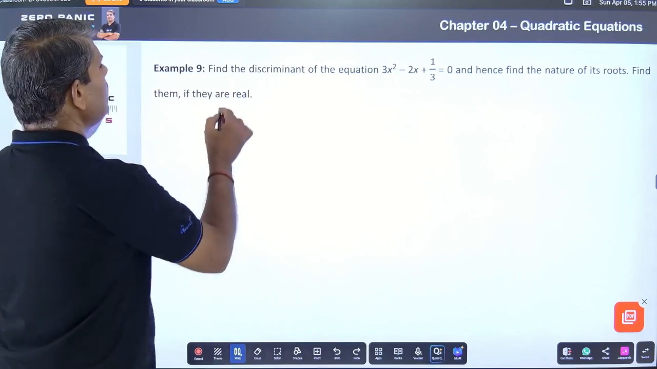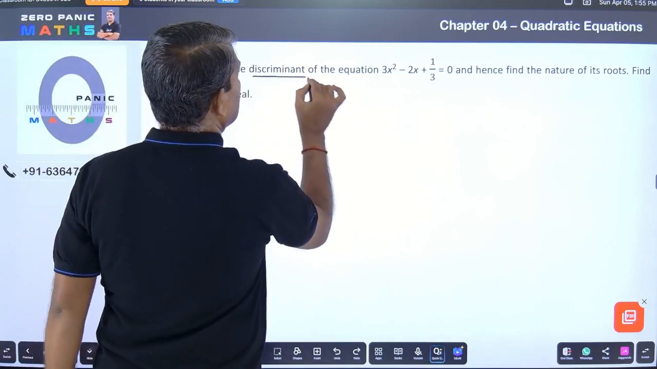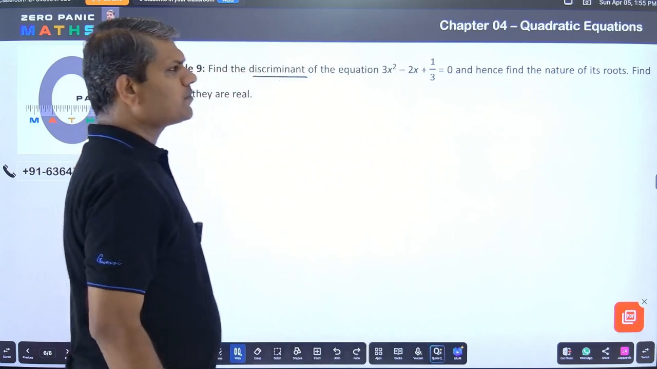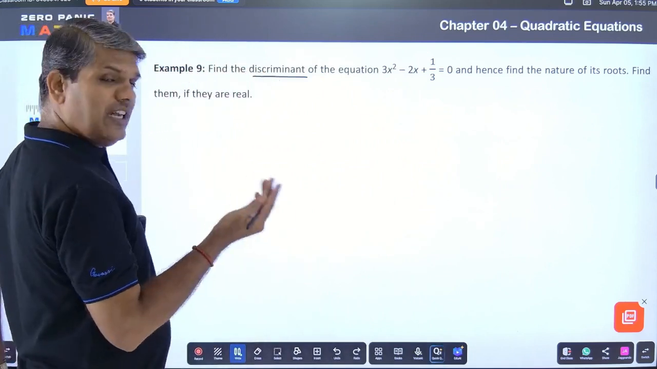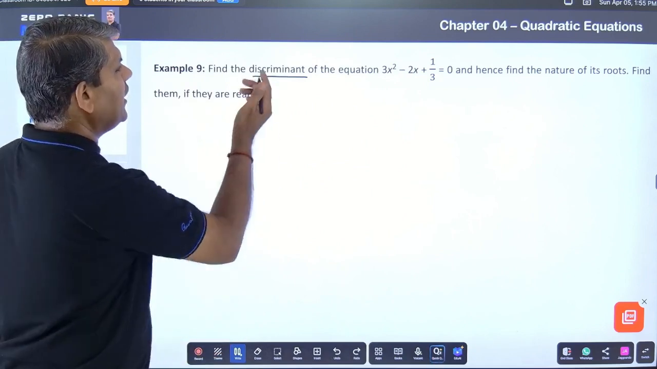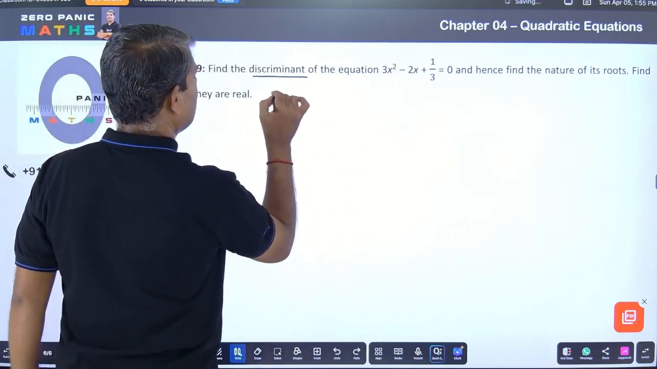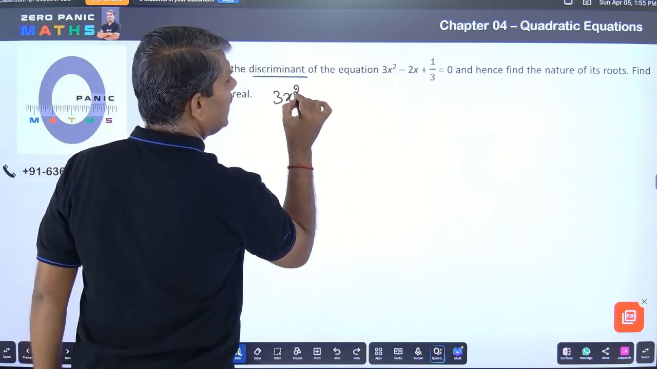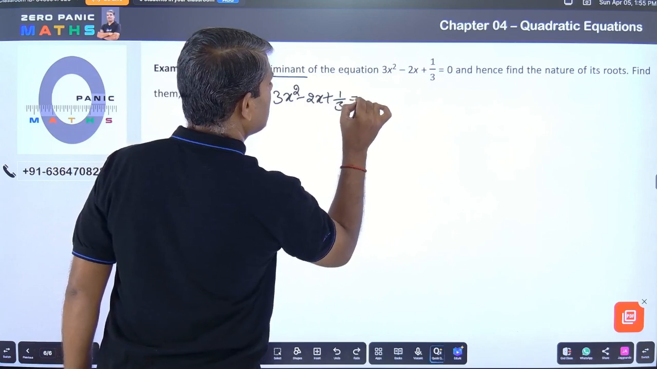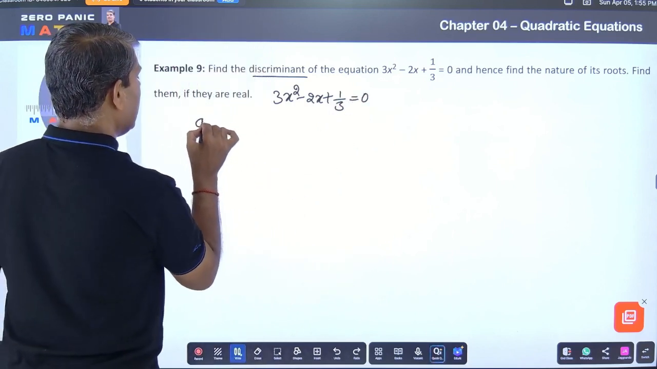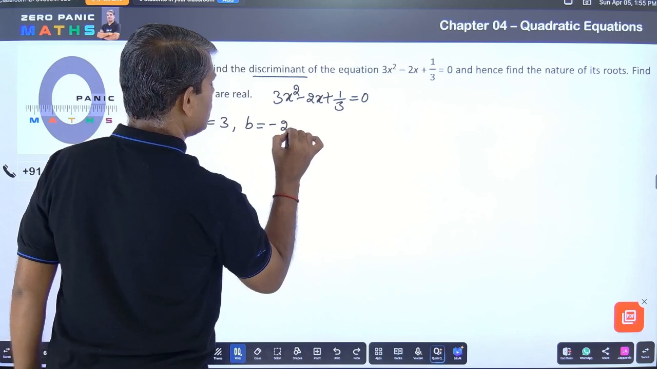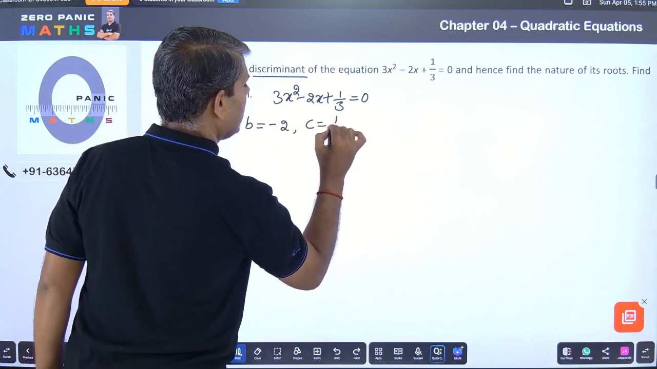Again, we need to find the discriminant for the given equation and find out whether the roots are real and distinct, or real and equal, and find them if they are real. Let us write that equation: 3x square minus 2x plus 1 by 3 is equal to 0. a is 3, b is minus 2, and c is 1 by 3.